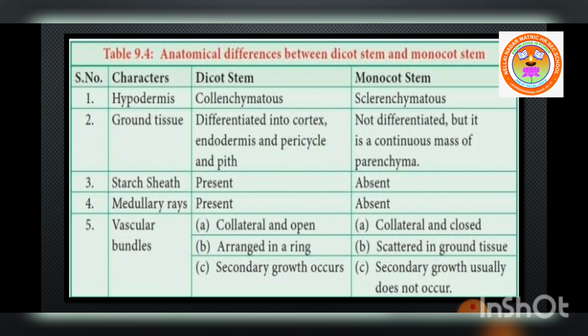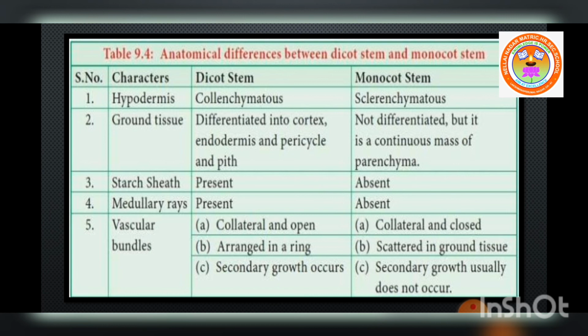Next difference, starch sheath. In dicot stem, starch sheath is present. In monocot stem, starch sheath is absent. Next, medullary rays. In dicot stem, medullary rays are present. In monocot stem, medullary rays are absent. Regarding vascular bundle, what are all the differences between dicot stem and monocot stem? In dicot stem, vascular bundles are collateral and open, but monocot stem, collateral and closed.